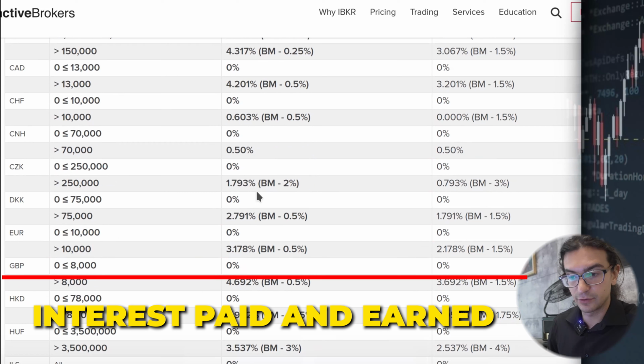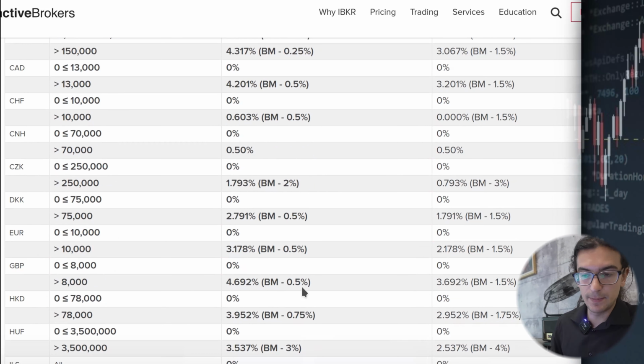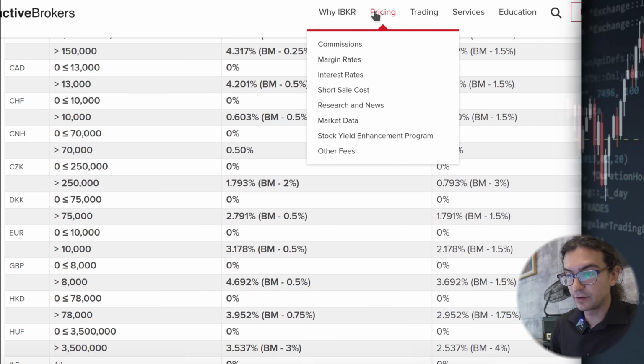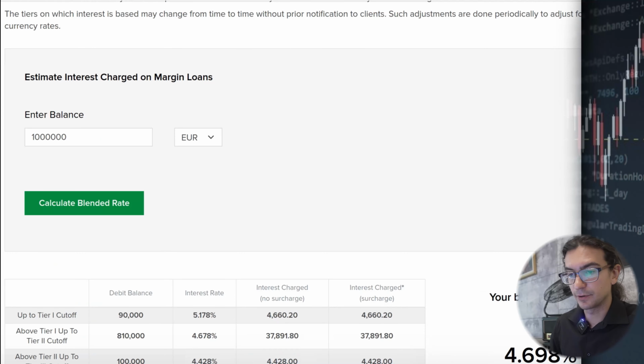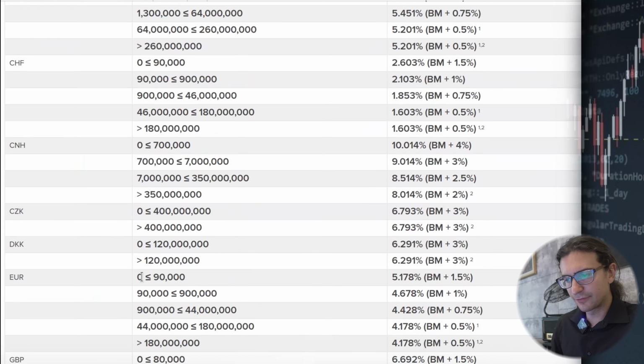Just as a quick example, if I go to their page here, interest rates, and I look for British pounds and euros, you can see that for GBP, they pay out 4.692% on positive GBP balances that are above the threshold that they specify. And for euros, to see how much you have to pay in interest, it's a different page. You have to go to pricing and then margin rates, and I have it right here. You can use this calculator, or you can just look at the rates below. For the euro, they charge an interest rate of 5.178%, and if it's above this threshold of 90,000, the rest of it gets a lower rate. You get charged a lower rate of 4.678%.